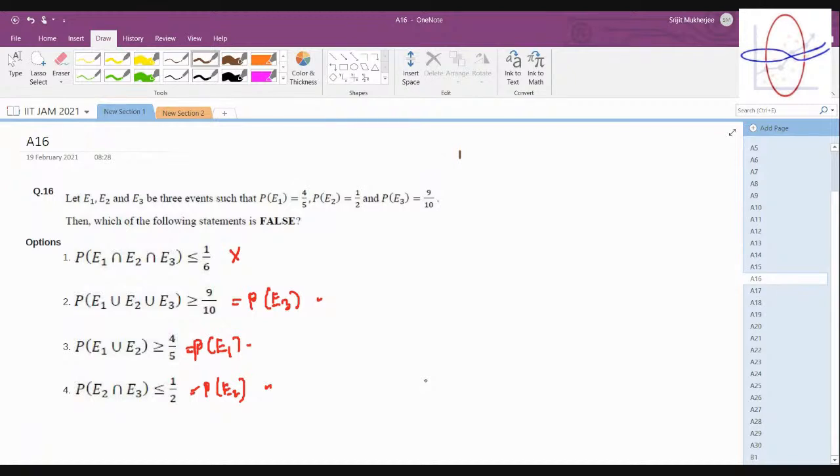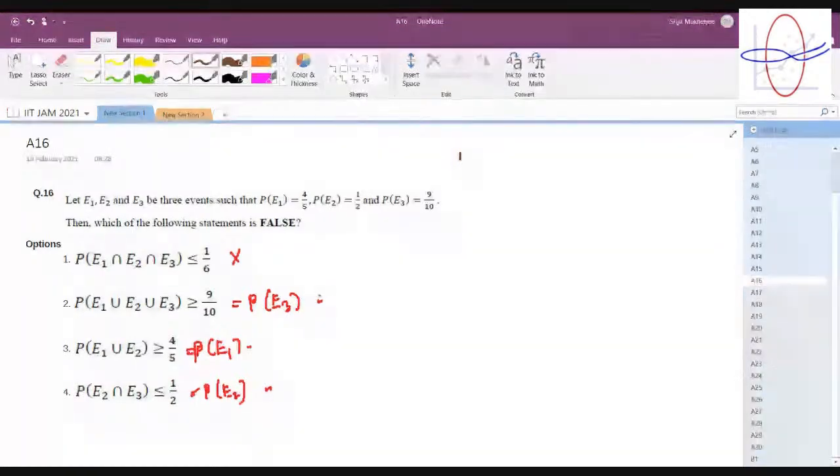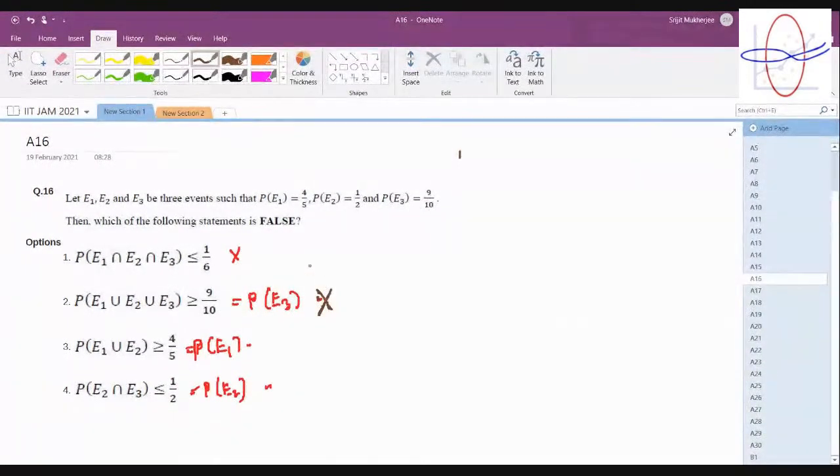Probability of E1, E2, E3, you must understand something. These numbers on the right hand side are given in a very systematic and intuitive format. You understand 4 by 5 is E1, 1 by 2 is E2, and 9 by 10 is E3. So you need to equate with that. Probability of E1 union E2 union E3 is greater than or equal to probability of E3, which is true in fact because E3 is a subset of this. So this is true, and the question is asking for the false statement, so this is not the false statement.